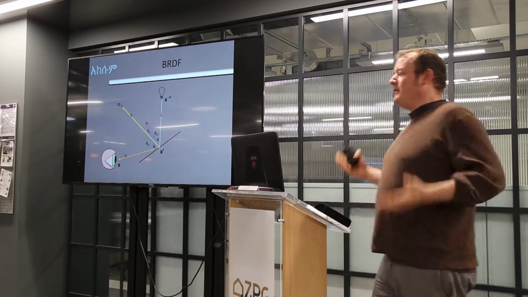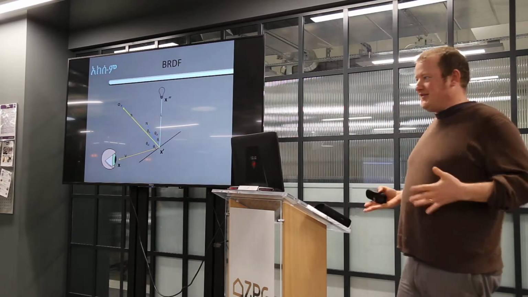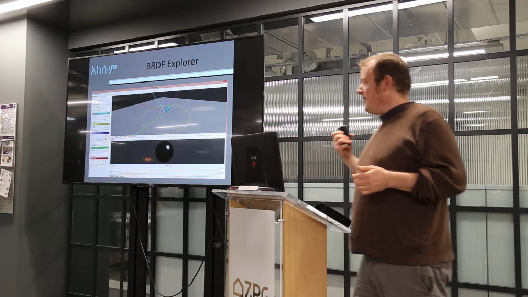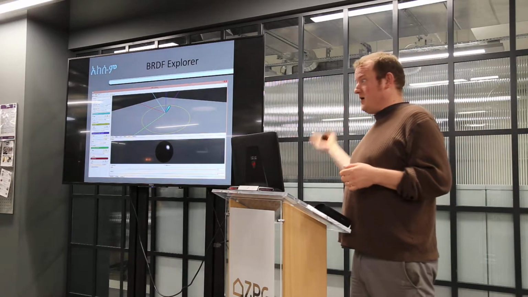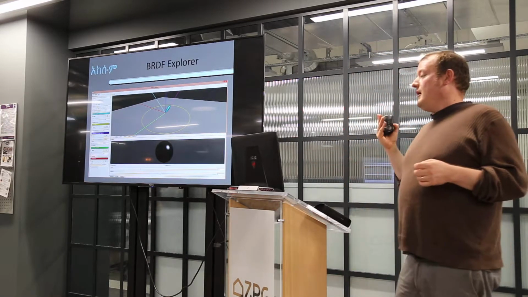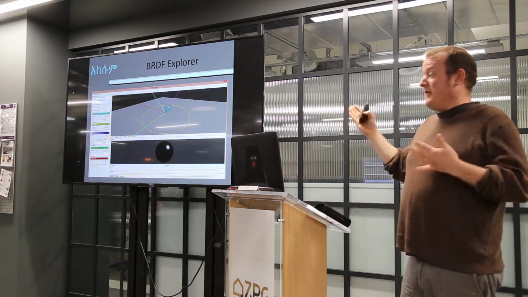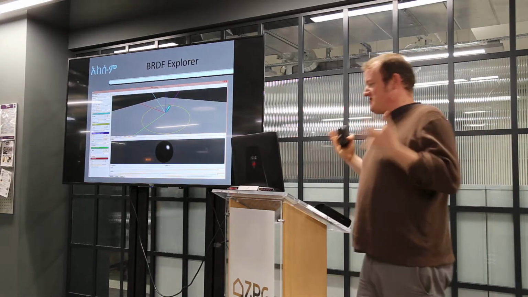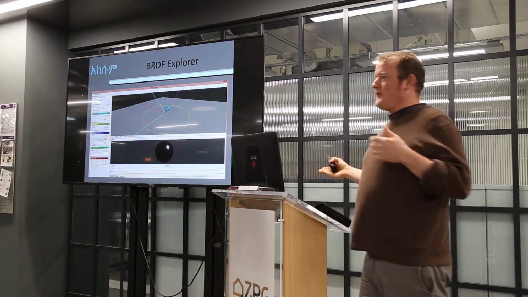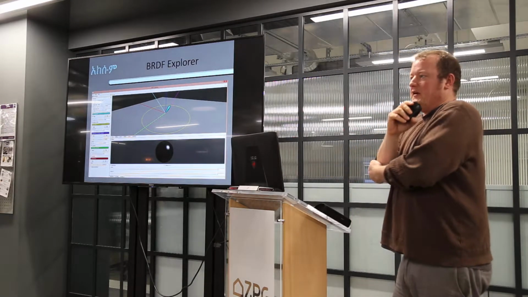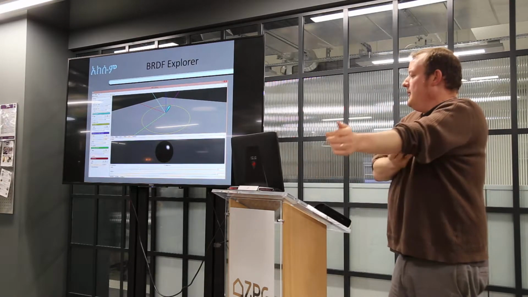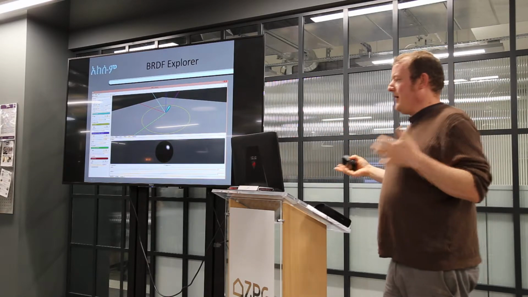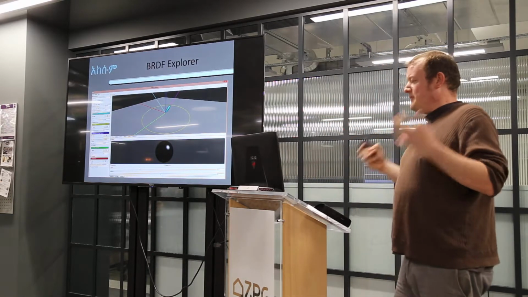Now, it turns out humans aren't very good at visualizing 5-dimensional functions. Fortunately, included with the paper, Disney Animation Studios produced a bit of software which helps you visualize these functions. It's called the BRDF Explorer. It's freely available. You can download it from their website. It's a bit of software that will visualize these BRDF functions for you.